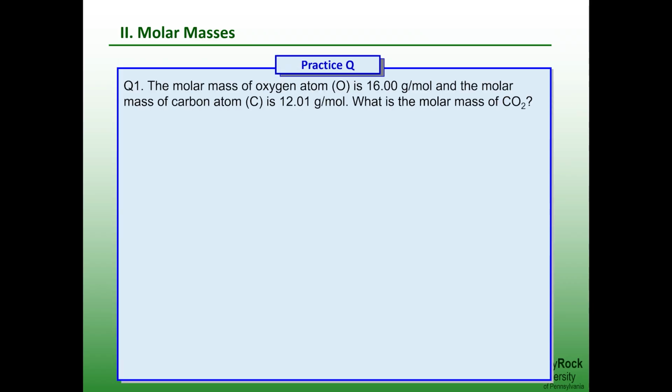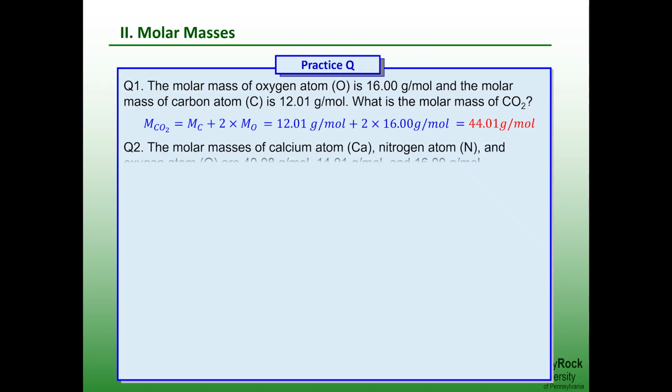Let's do some practice problems. The molar mass of oxygen atom is 16.00 grams per mole, and the molar mass of carbon atom is 12.01 grams per mole. What is the molar mass of carbon dioxide, or CO2? Since a carbon dioxide molecule is made of 1 carbon atom and 2 oxygen atoms, the molar mass of CO2 is equal to the molar mass of carbon atom plus 2 times the molar mass of oxygen atom. So the answer is 44.01 grams per mole.